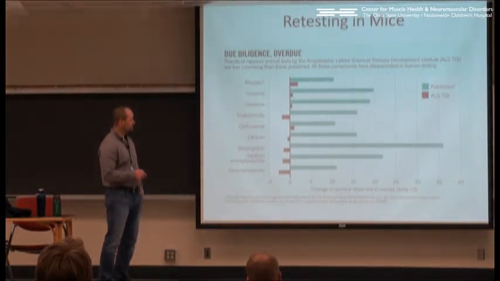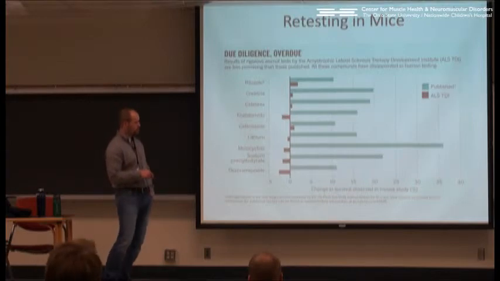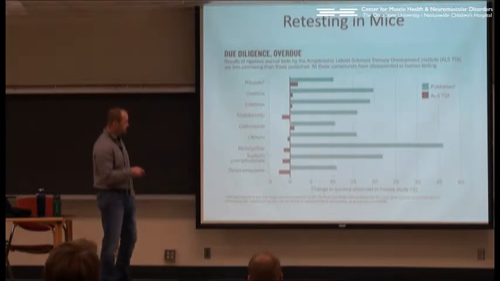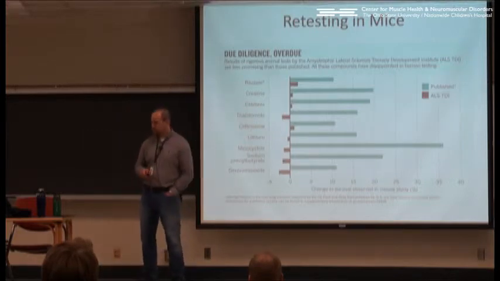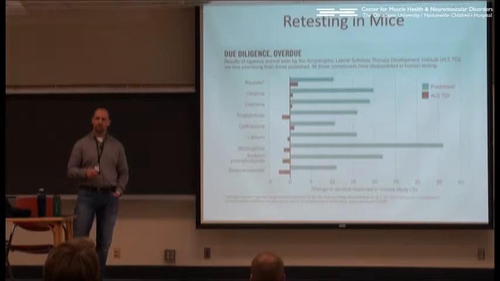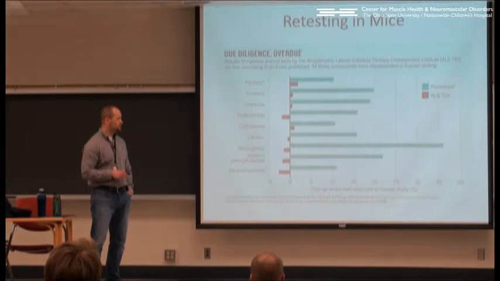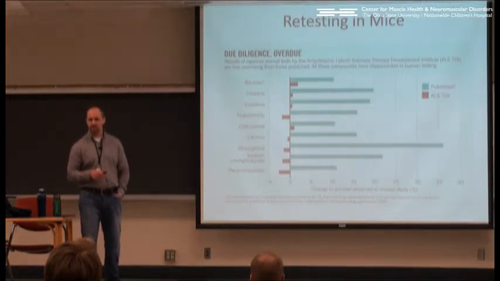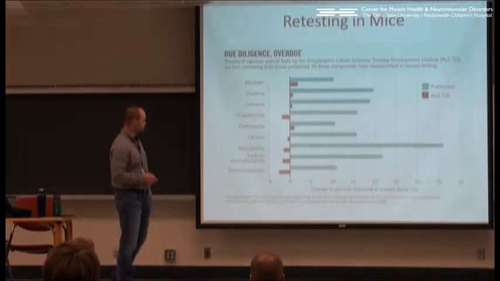Turquoise is what was originally published. Right? So here's our 10 to 30% survival that we're seeing across all those tables that we're looking at. And then here's ALS TDI trying to replicate those studies. And they can't. So they're not the most popular group because they have essentially told everybody that they don't know how to run a study. But there's probably a degree of merit to what they're saying. So as a field, we need to step up how these things are performed.